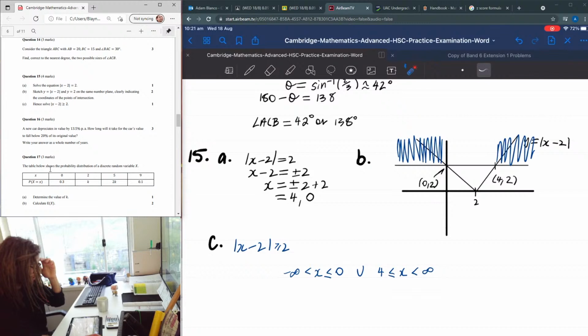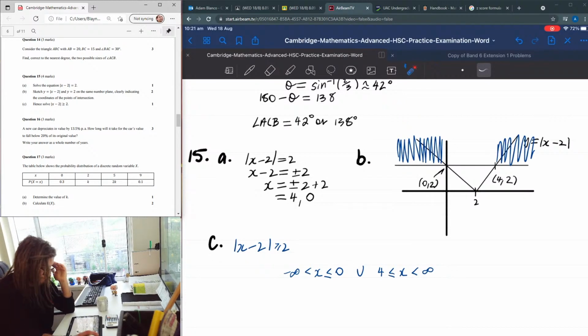Right, actually I have to think about that. It was a little bit annoying. Why don't I just write it in the normal notation? Why don't I just write when x is less than 0 and when x is greater than 4? I could have just written that. I don't know why I didn't. Oh well.